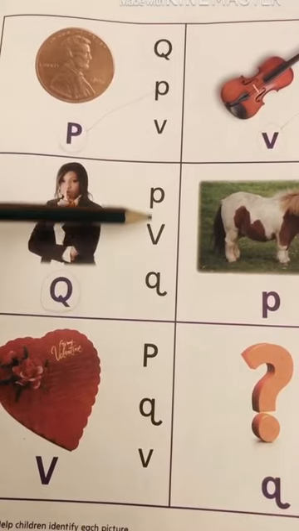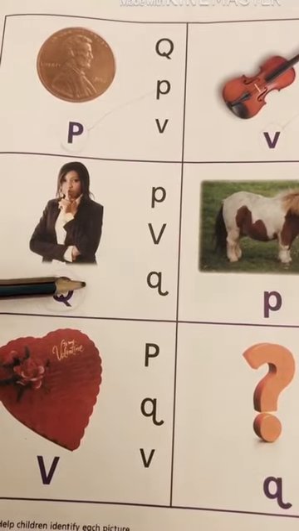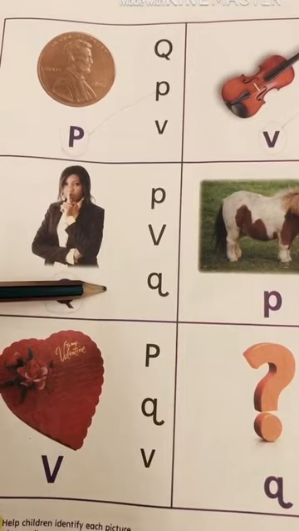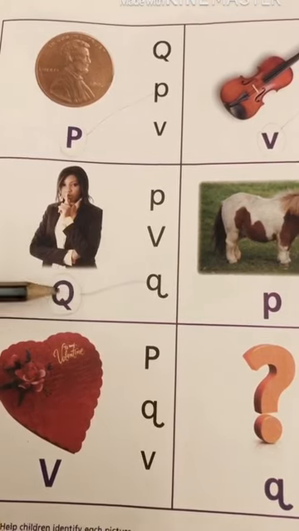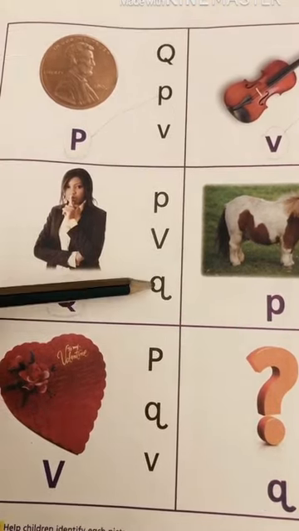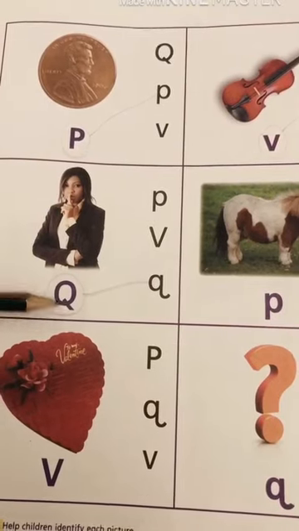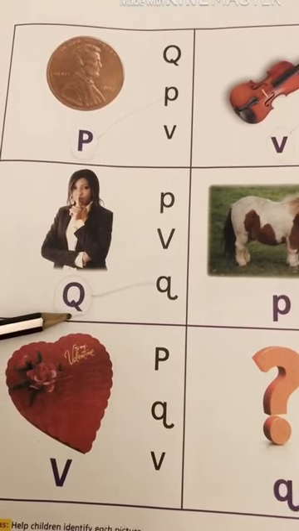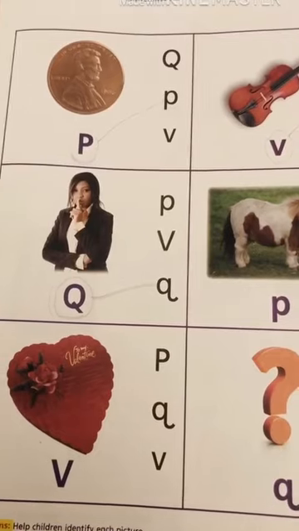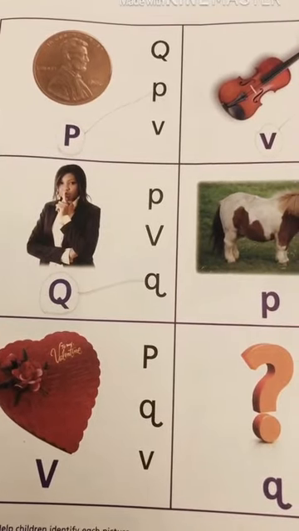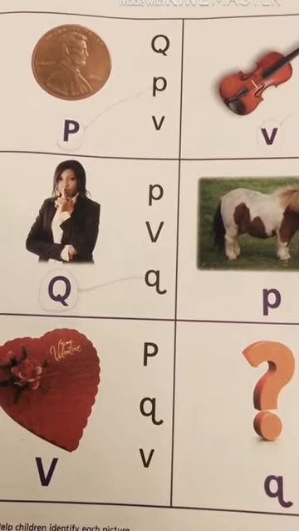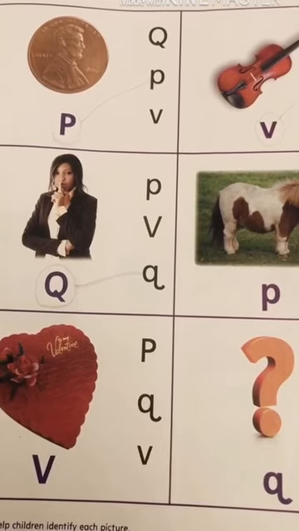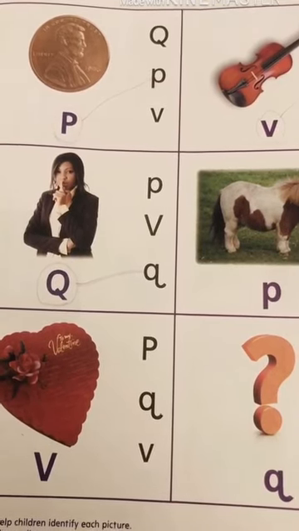Which one? Great, this one, the lowercase Q. So draw a line from the uppercase to the lowercase. Now go again to this letter, and who can tell me what the sound of the letter Q is? Very good. The sound of the letter Q is qua, qua, qua.